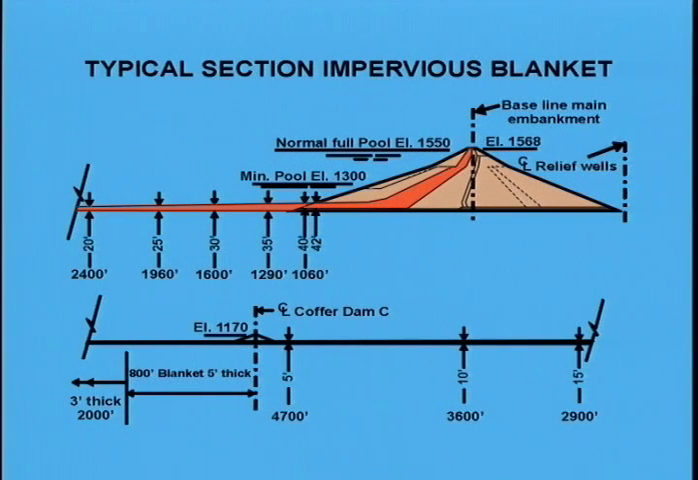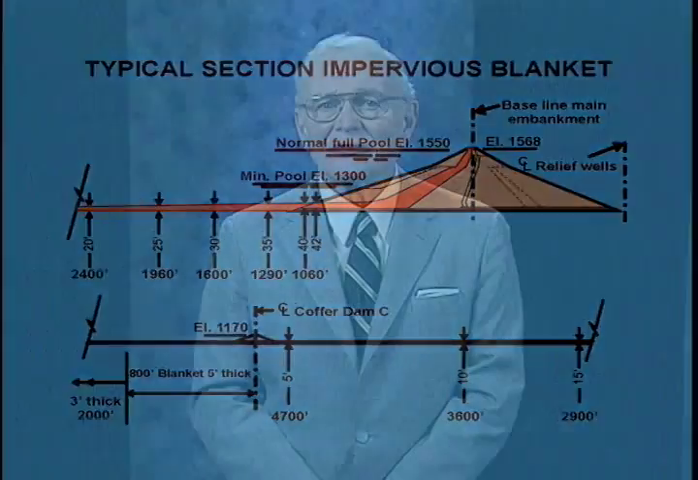To control underseepage, an impervious upstream blanket was connected to the inclined impervious core of the dam. The impervious blanket extended about 6,800 feet upstream. At the toe of the dam, it is 46 feet thick. It then tapers to 3 feet at the upstream end. A horizontal drainage blanket was provided under the downstream half of the dam, and relief wells were provided at the downstream toe. These are typical seepage measures as discussed by Professor Peck.